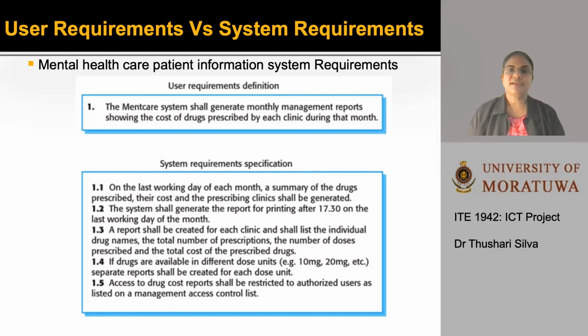Okay, so you might say, how do your user requirements and system requirements differ? Some are functional. And here, access to the drug cost report shall be restricted to authorized users as listed on a management access control list. So you have to manage roles and generate reports, and that action should be granted based on given rules. Therefore, access management is required. That is also one aspect of security, maintaining all this information in a secured mode.